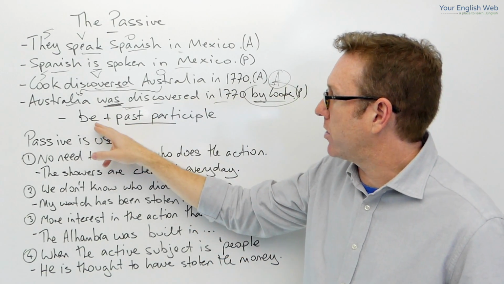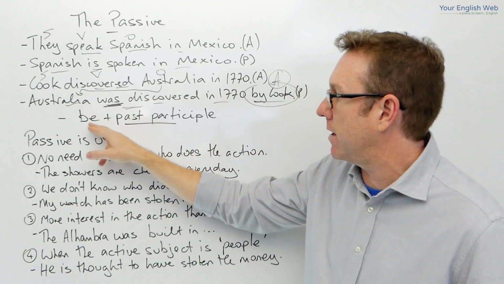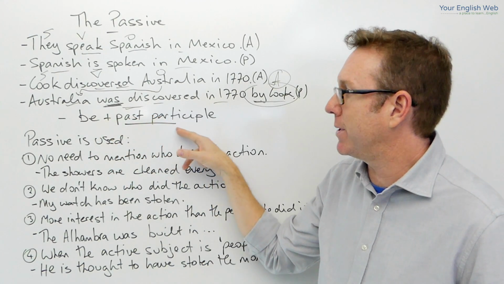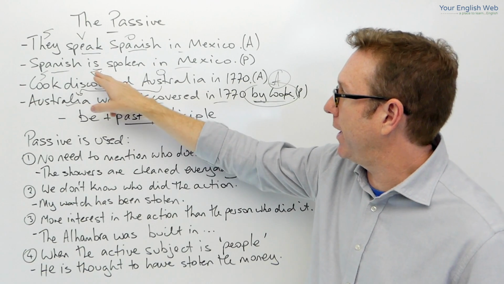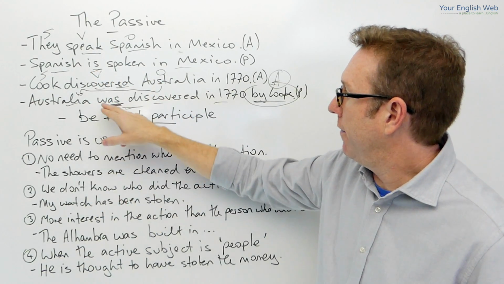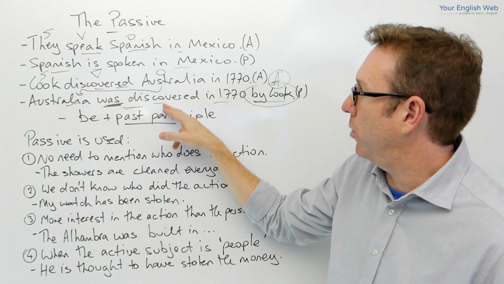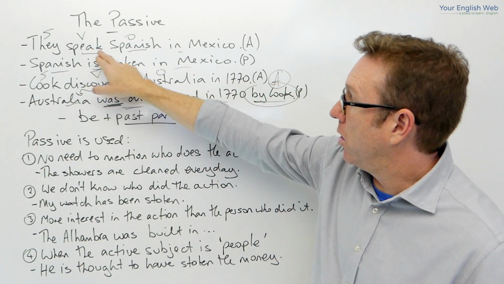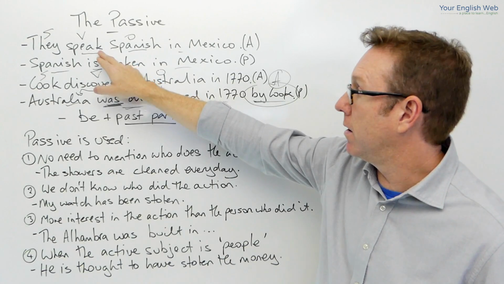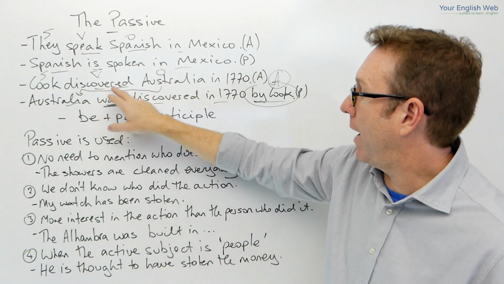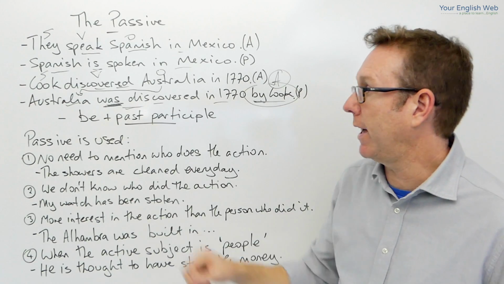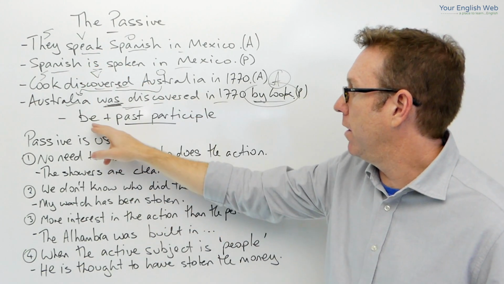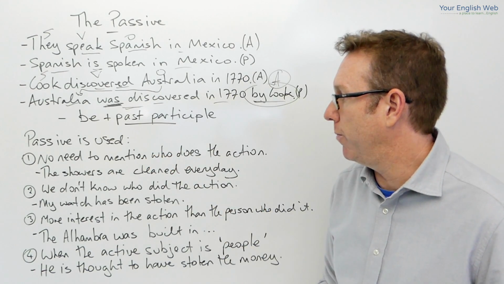Now, the passive structure is, as I said, the verb to be plus the past participle. Verb to be, past participle. Okay? Now, as I said, present, present, past, past. Okay? So simple past, present simple, verb to be, past participle.